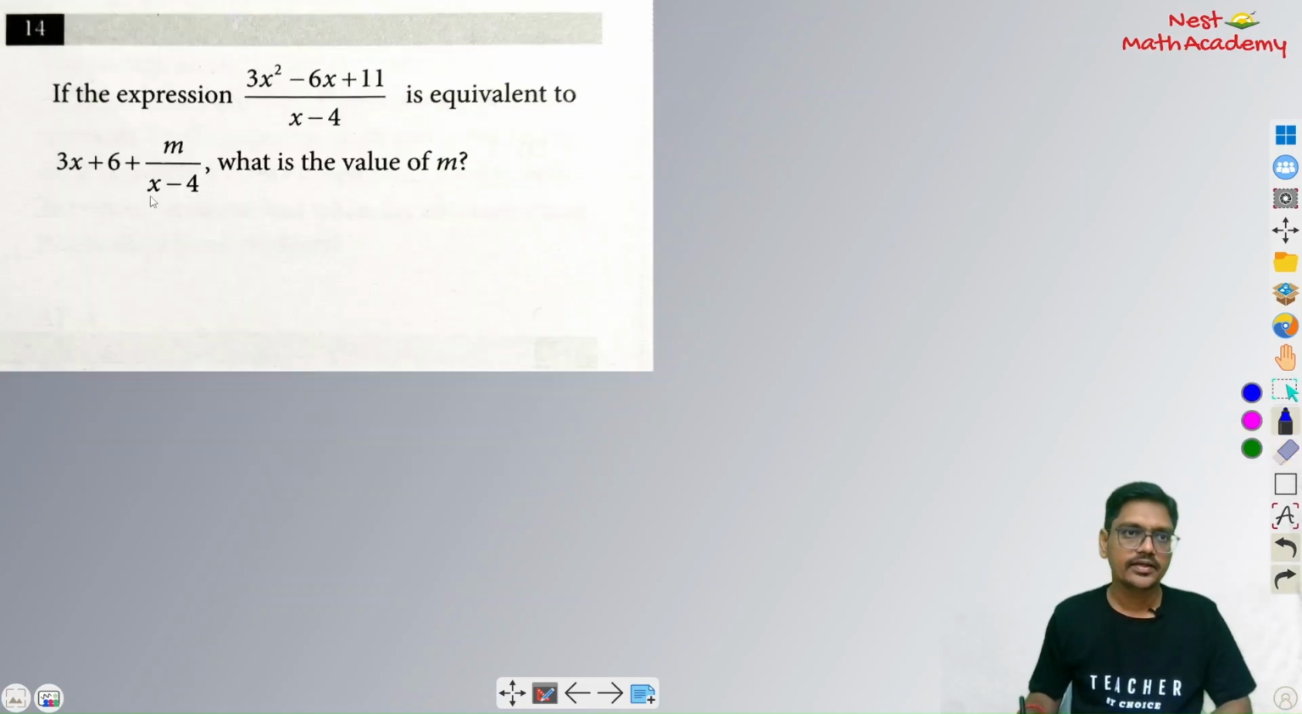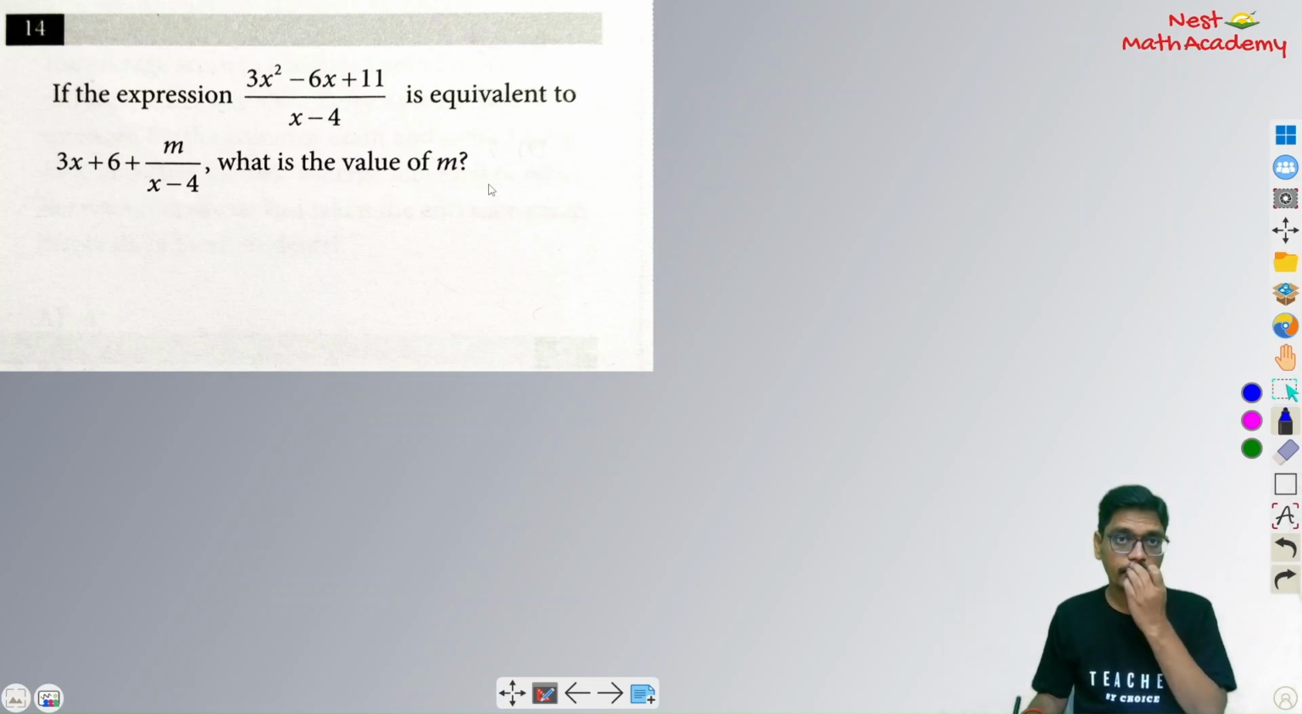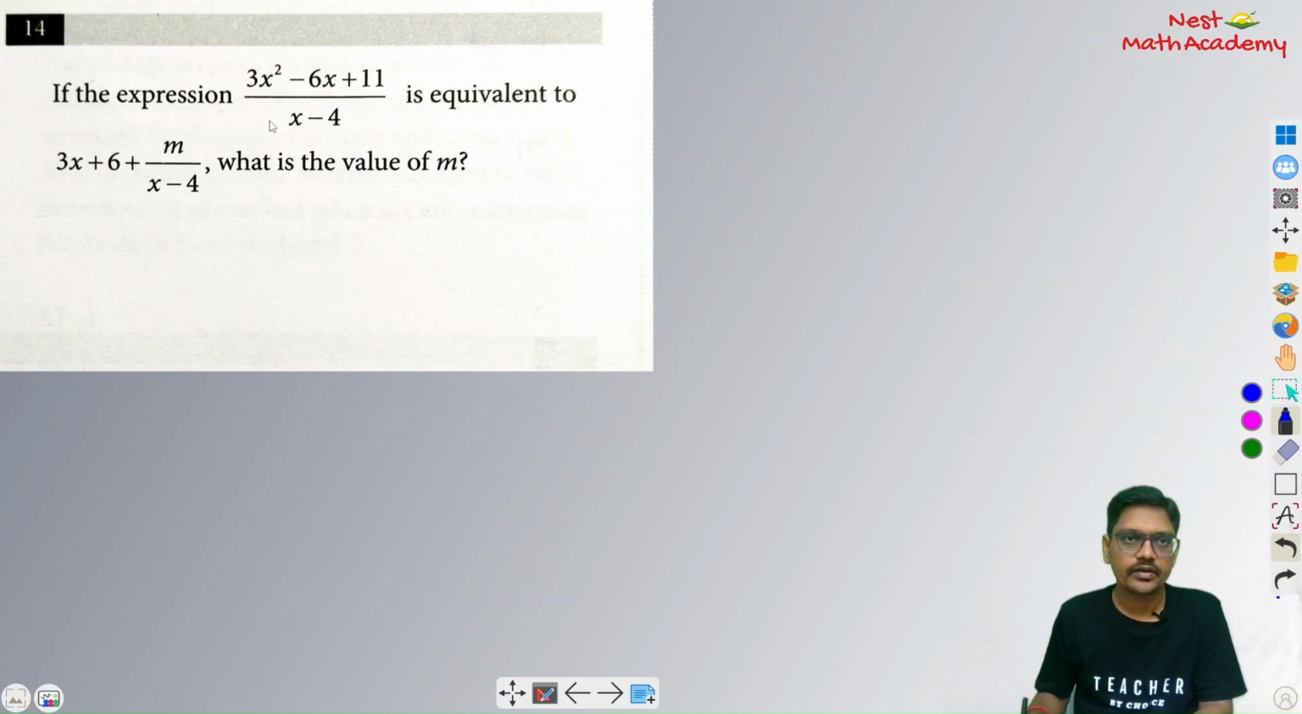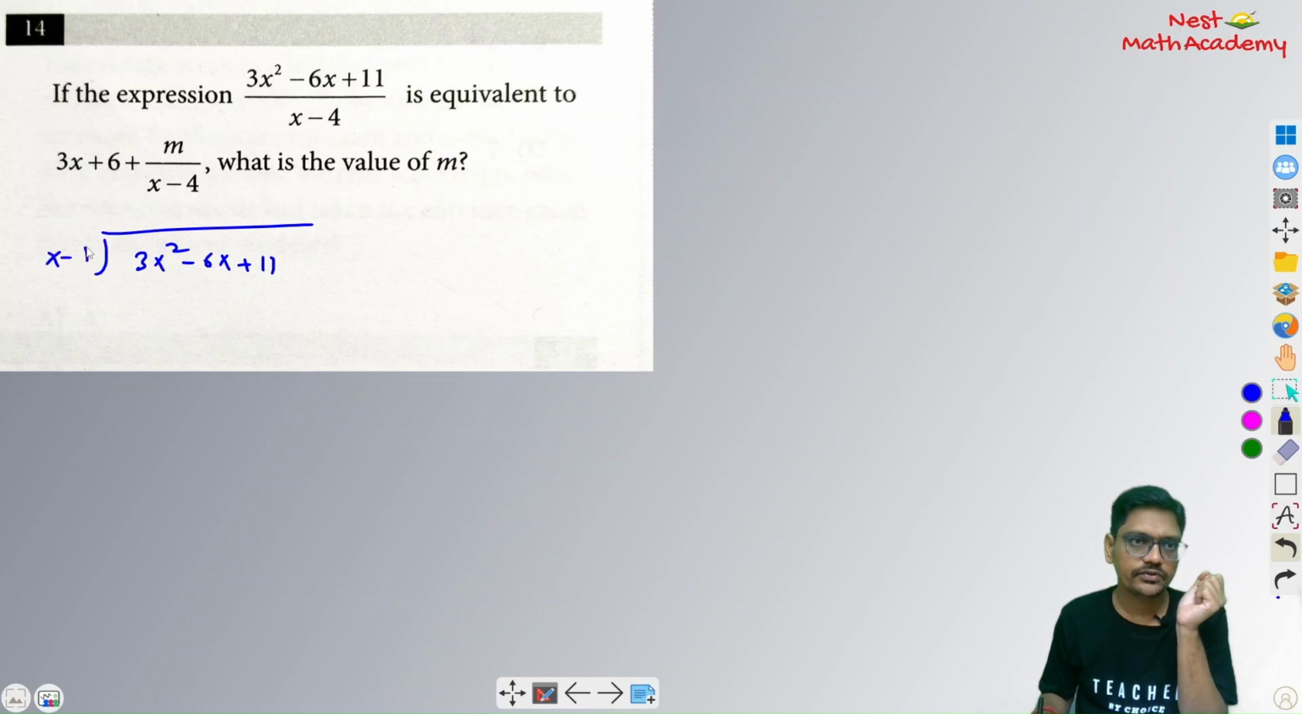Question number 14. If the expression is equivalent to this, what is the value of m? We can solve this in two ways, I think. One is direct long division. They want us to divide 3x square minus 6x plus 11 by x minus 4. Go ahead and do that. 3x square minus 6x plus 11, and we are supposed to divide that by x minus 4.